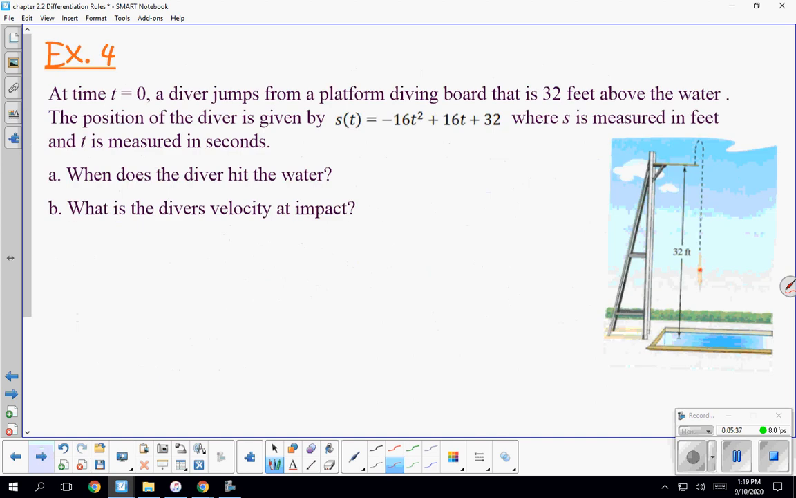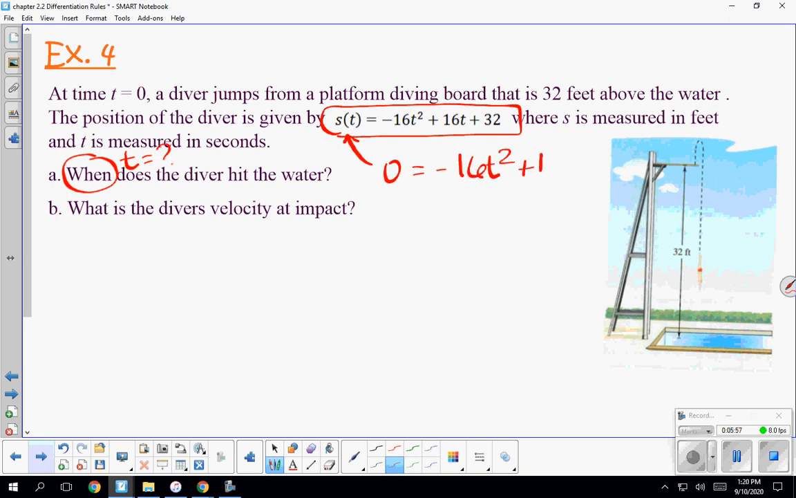Okay, and then the last example here, we have a diver jumping from a platform. They've given me my function, and they're going to ask me some questions. It says, when does the diver hit the water? So this is asking me to find time. And when we hit the water, my position will be 0. So I really need to solve this function, and I'm going to go ahead and do that for you.